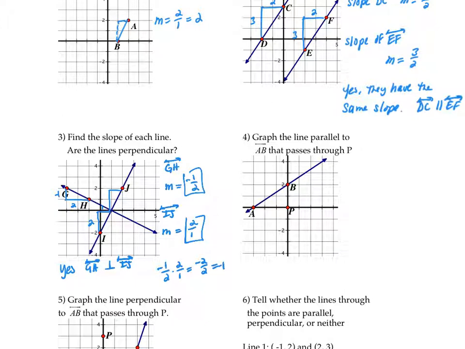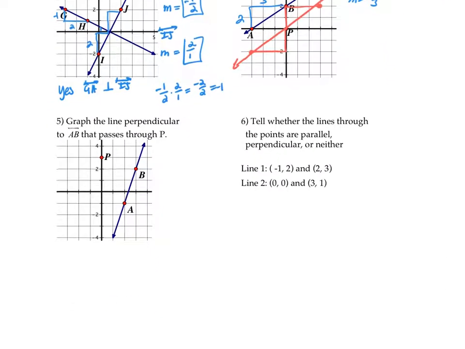Number 4 says graph a line parallel to AB that passes through point P. First find the slope of AB. It's +2/3. We need to use the same slope. Starting at P, we want to count up 2 and to the right 3. There's another point on the line. It could have also gone down 2 and to the left 3. Then just connect those dots with a nice straight line. Parallel lines have the same slope.